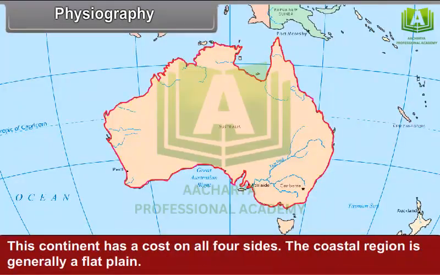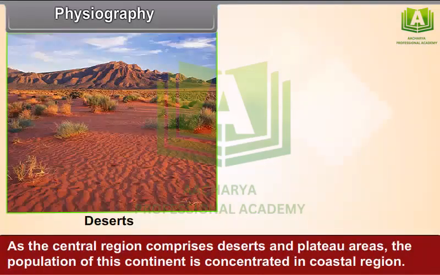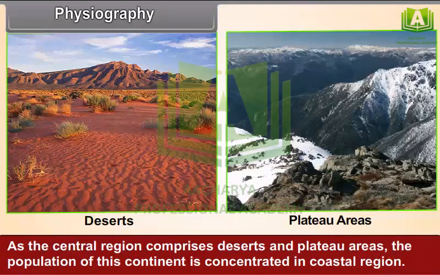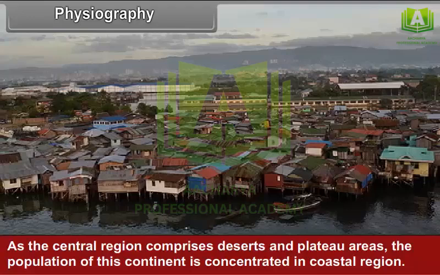This continent has a coast on all four sides. The coastal region is generally a flat plain. As the central region comprises deserts and plateau areas, the population of this continent is concentrated in the coastal region.